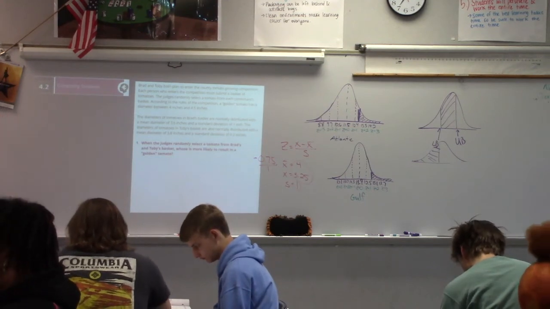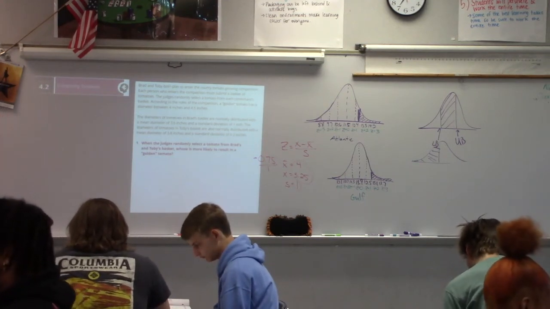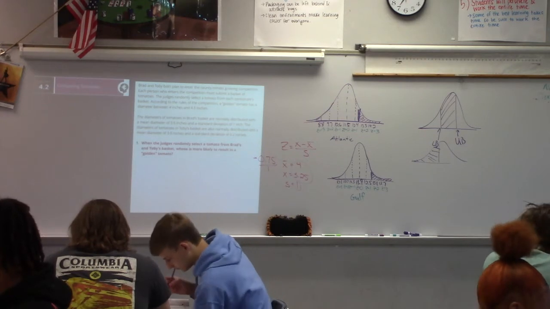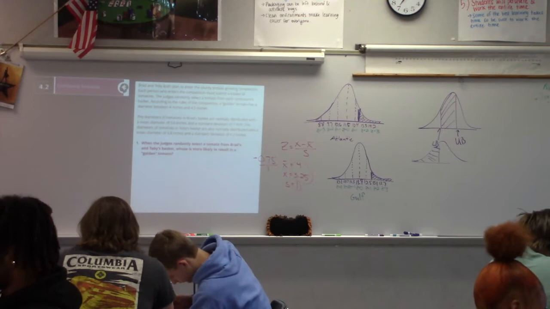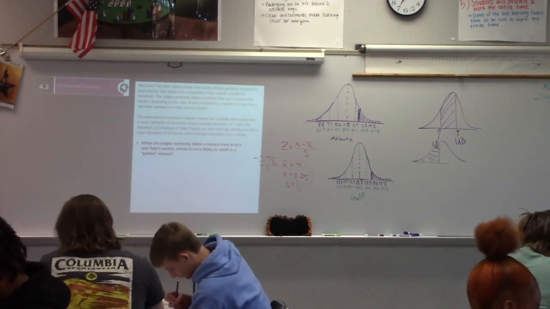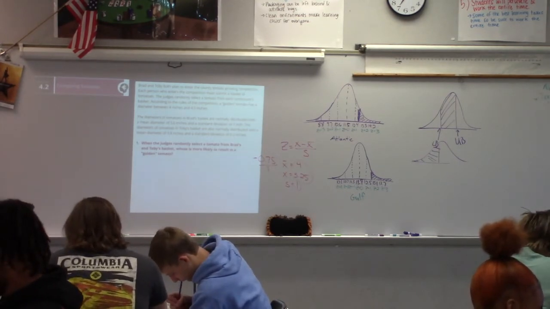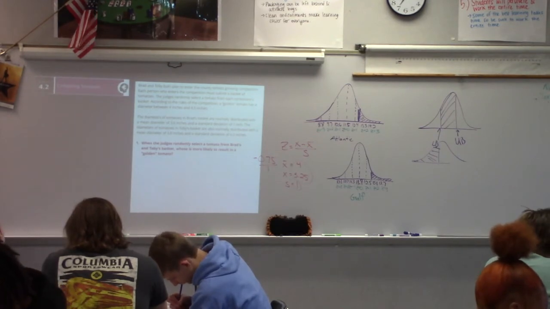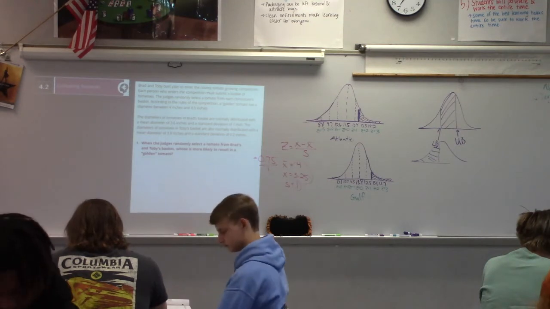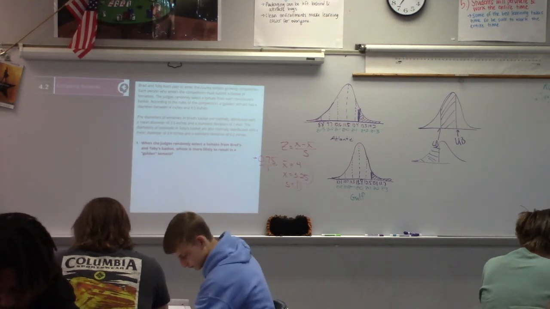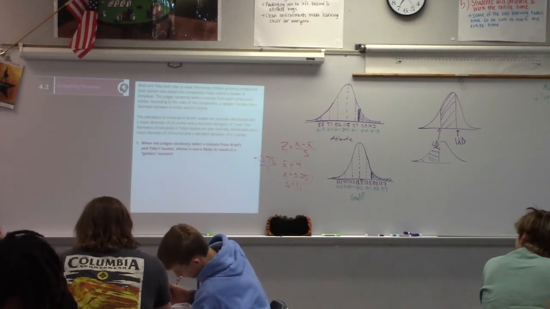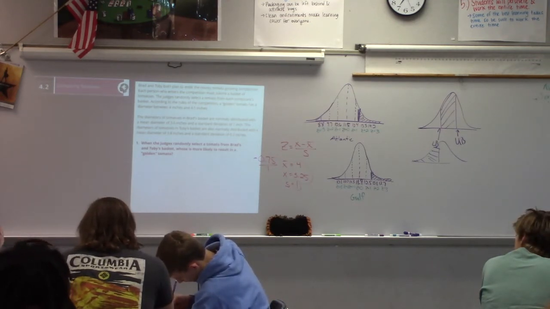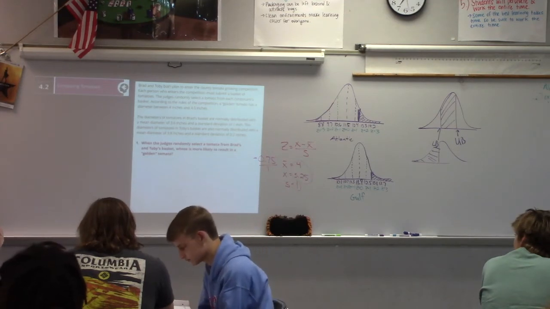The diameters of tomatoes in Brad's basket are normally distributed with a mean diameter of 3.6 inches and a standard deviation of 1 inch. The diameters of tomatoes in Toby's basket are also normally distributed with a mean diameter of 3.8 inches and a standard deviation of 0.2 inches. When the judges randomly select a tomato from their baskets, who is more likely to result in a golden tomato? Now, before we get started on that, I have to ask an important question.